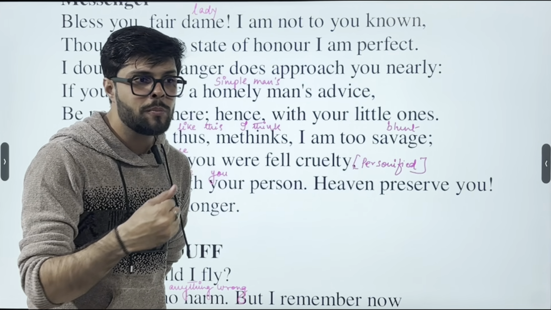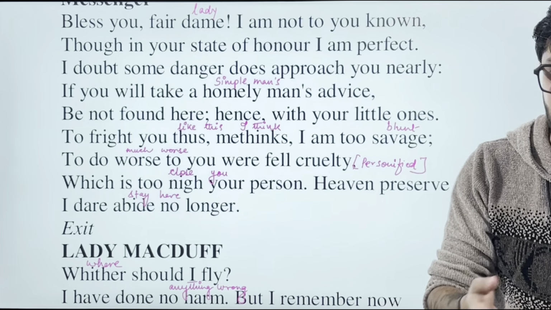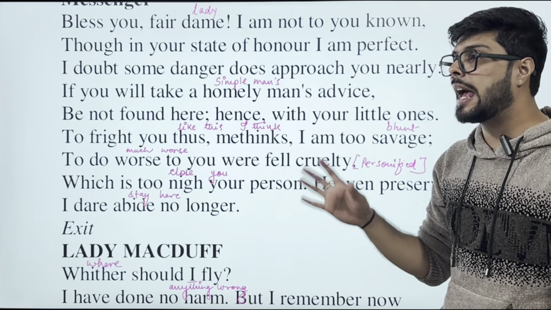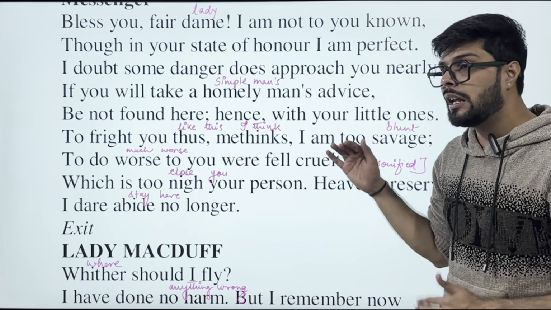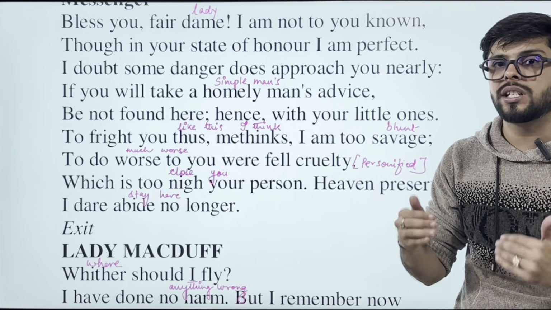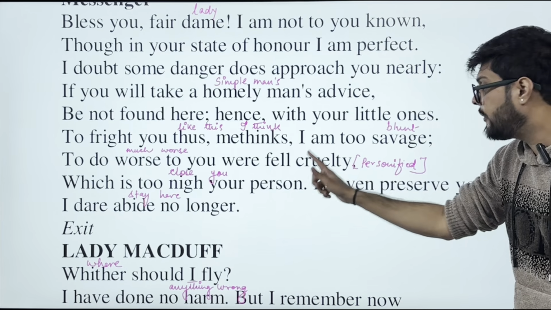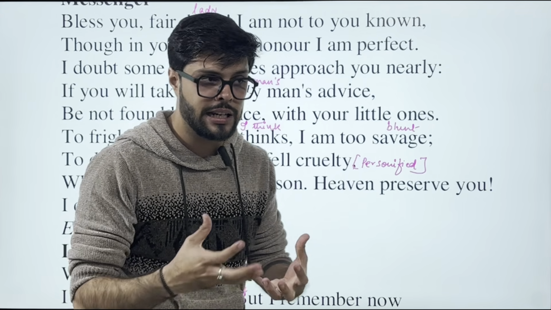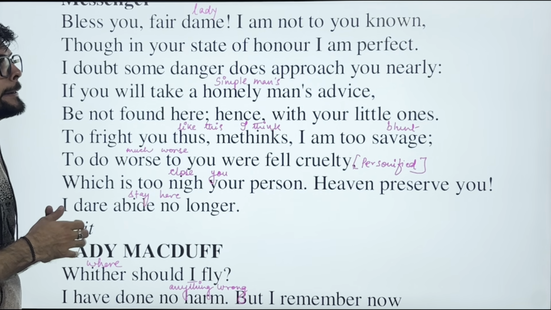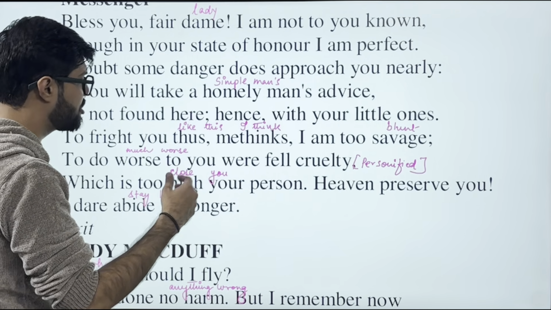I know in trying to make you afraid, or in my blunt words, I'm speaking way too outlandishly, way too bluntly. I know I am sounding a little savage, too harsh, too blunt, but if you do not take my blunt words right now, you will do worse, much worse than this. Fell cruelty means cruelty which is going to be fell, means disastrous. That will be grave, that will be disastrous, monstrous.